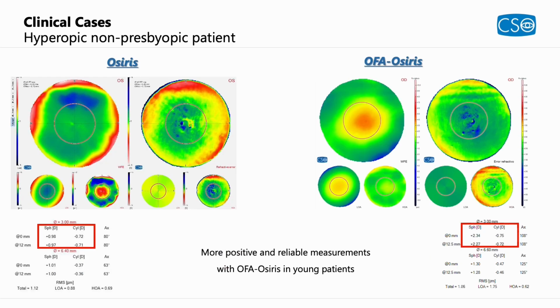Let me show you some clinical cases. In this hyperopic non-presbyopic patient, you can see how in the normal OSIRIS measurement, you get an almost emmetropic condition with a relatively low amount of aberrations when measured for far. While in the OSIRIS, you see that this measurement for far is taking the real refraction of the patient for far, and the aberrations induced are usually larger for this reason.